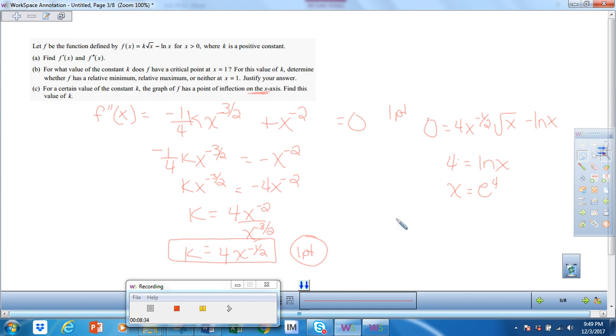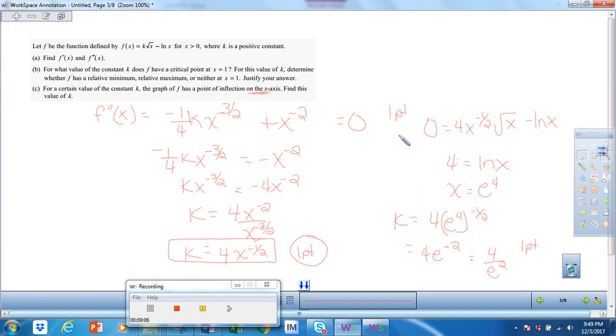So then to find k, k is equal to 4x, which is e to the 4th, raised to the negative 1/2, which gives me 4e to the negative 2, or 4 over e squared. You could write it that way as well. Okay? And that was your answer, so this was worth 1 point.